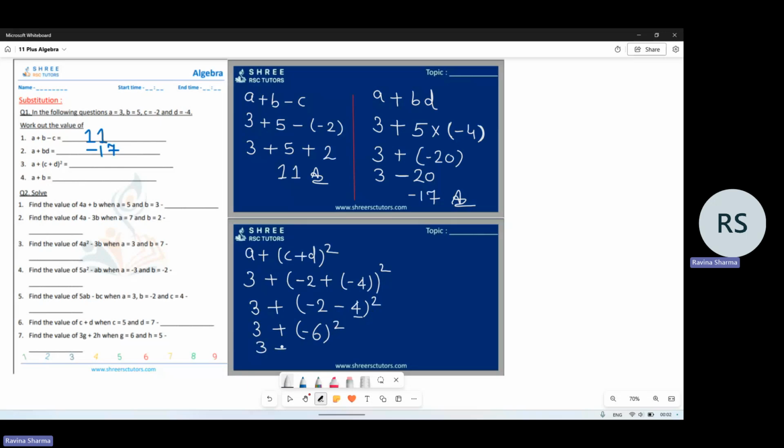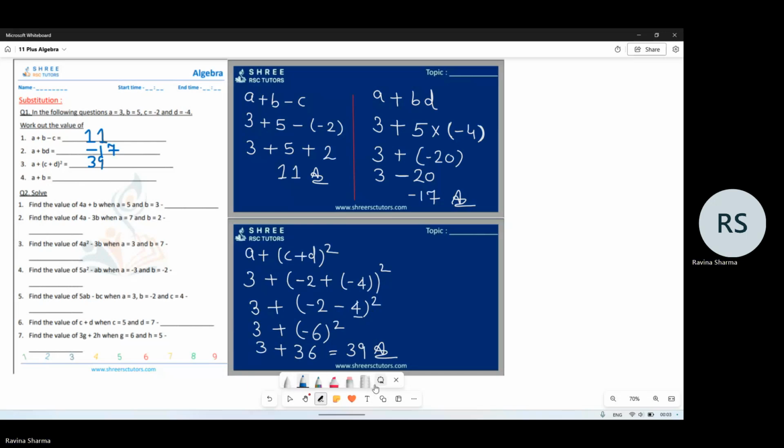Now this is 3 plus what is -6 squared? So -6 multiplied by -6 is going to be positive 36. So we can simply write 36, and 3 plus 36 is going to be 39. So this is how we can solve this question. Our question number 3 answer is 39.